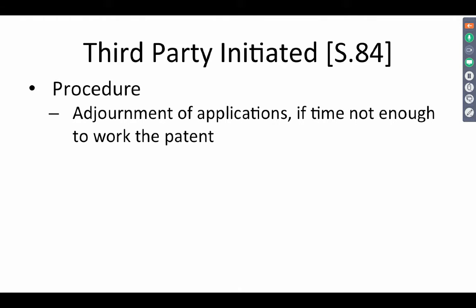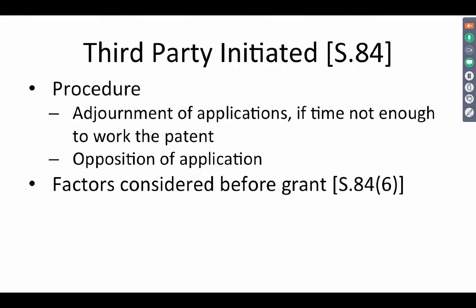The procedure is that if during an application adjournment is asked for because time is not enough to work a patent, it can be granted. The controller has the power to grant an extension in time if the application is opposed, in the sense that somebody makes an application for the grant of a compulsory license. Obviously the patentee is going to oppose it, by saying that this is not a case where a compulsory license needs to be granted. Now the factors that have to be considered before the grant are mentioned in section 84(6).